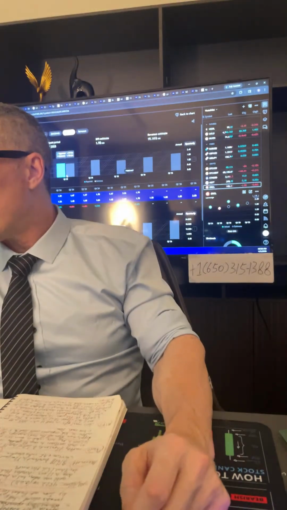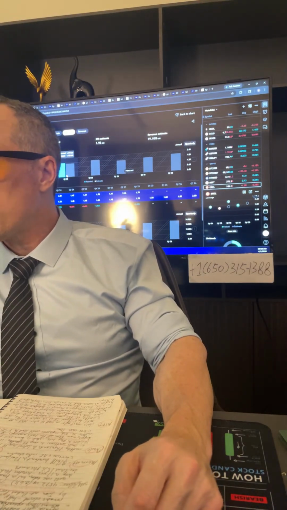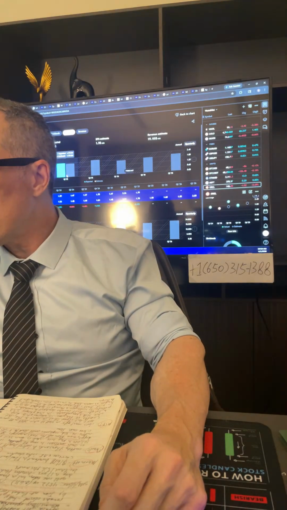Okay, again, the purple line is what was actually recorded on the earnings. The gray line is what was projected or expected.